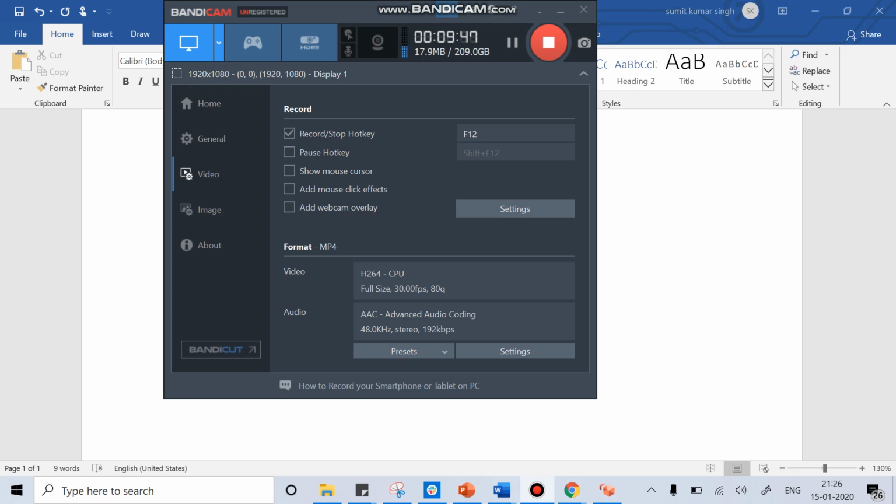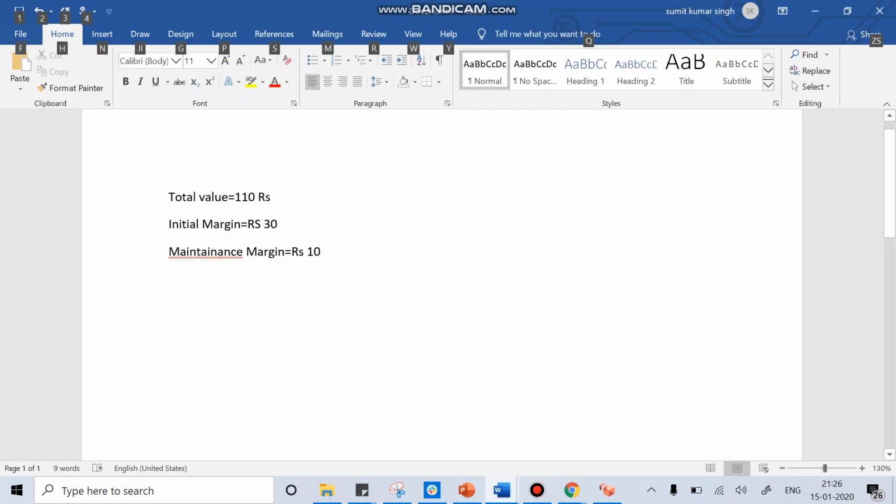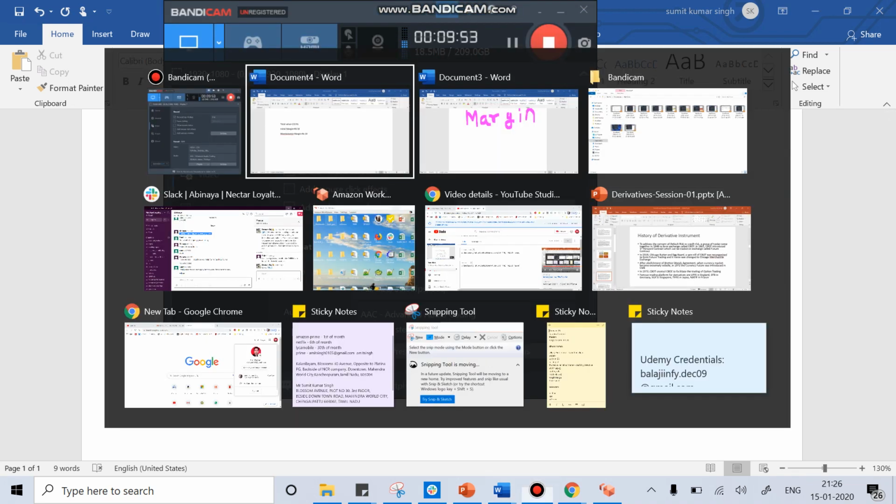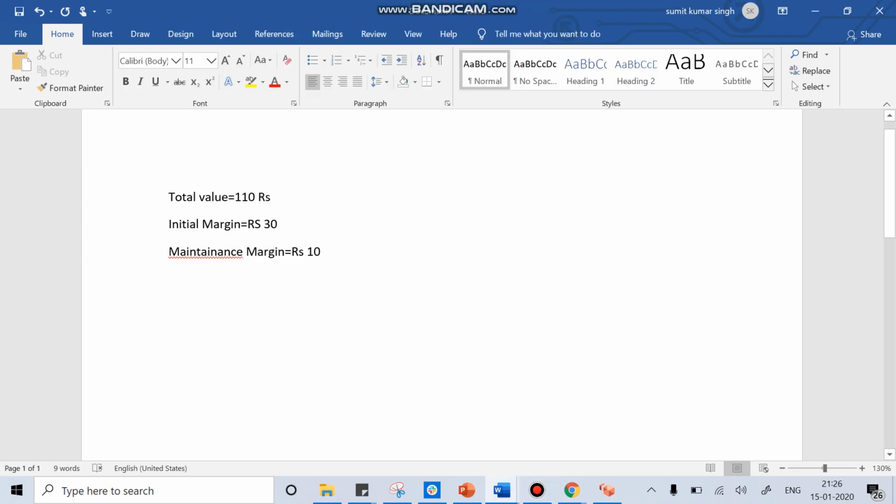So when you talk about the futures contract, by using this concept of initial and maintenance margin, the exchange makes sure that the trade happens.